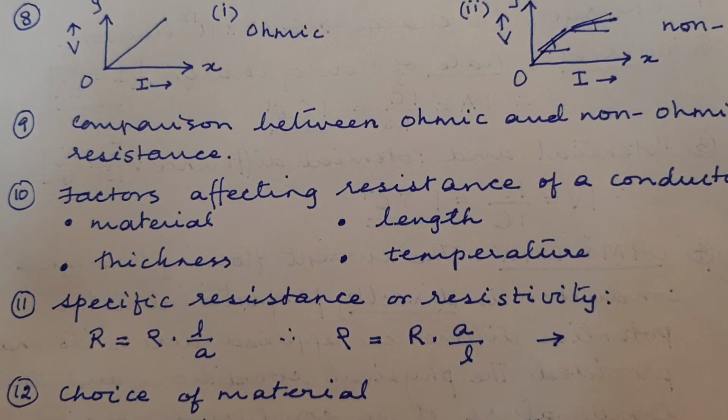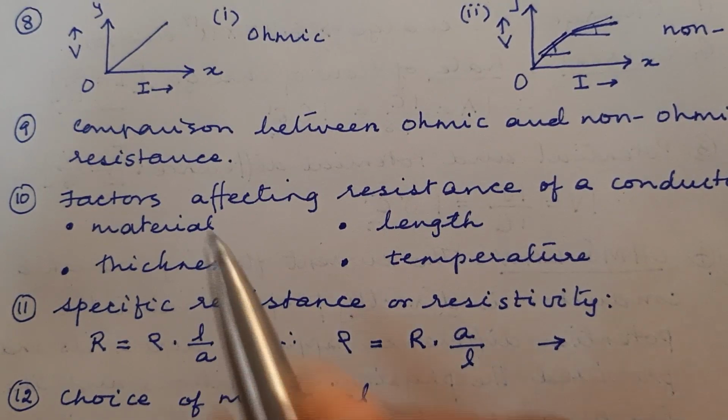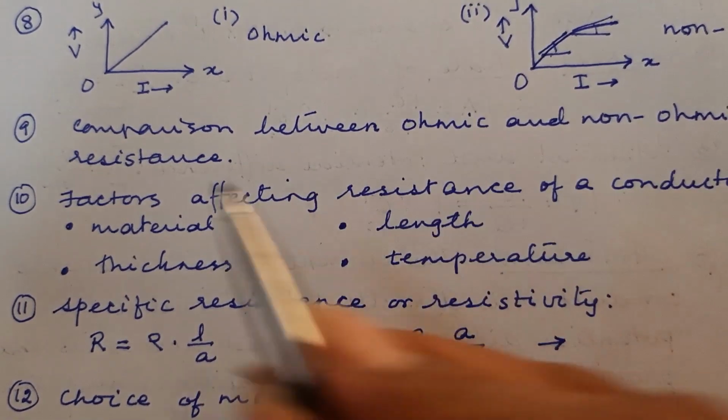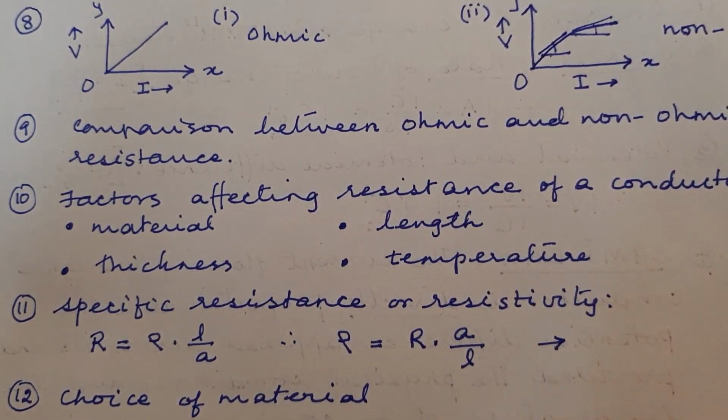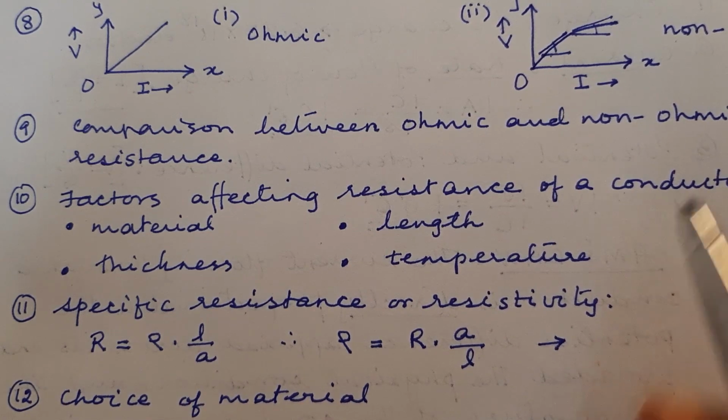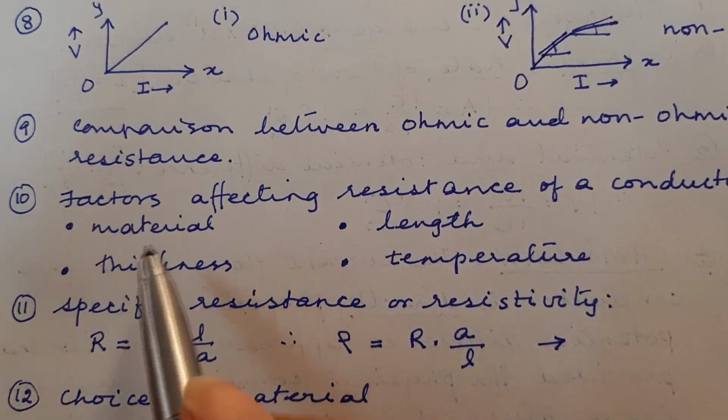Let us come to point number 9. Prepare the question like comparison between ohmic and non-ohmic resistance. Make the column and learn. Most of the textbooks will have these differences written. You have to just learn them by heart. We come to point number 10.